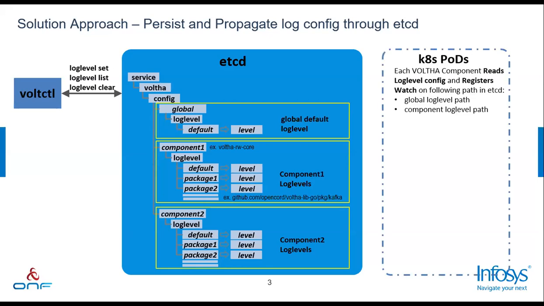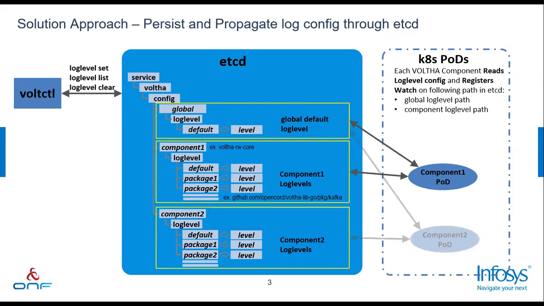The Kubernetes pods will read the log level config at startup, and then also register in etcd against the following paths: the global log level path and its own component log level path. So let's look at component 1, which can be, let's say, OpenOLT adapter or RW core. It will read the global default log level and the component log level for itself, and also register for any changes through a watch. In the same way, component 2 would do it against its own log configuration and the global log level.